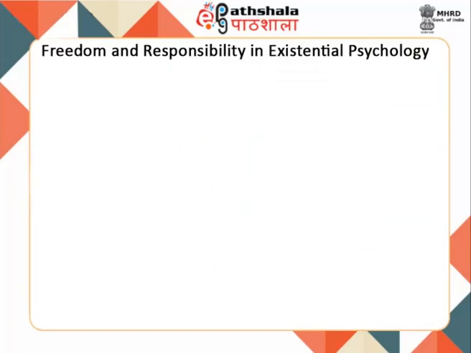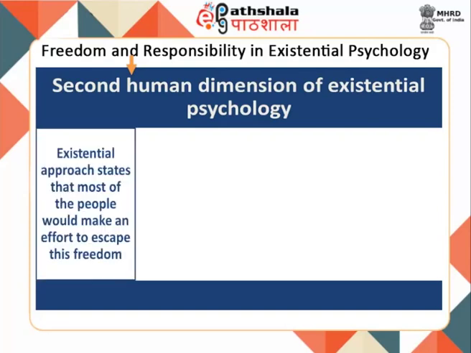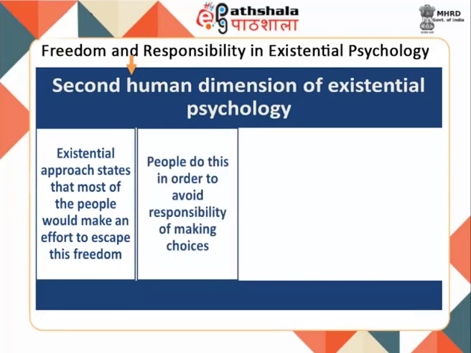Freedom and responsibility in existential psychology. The second human dimension of existential psychology, which we will consider, is freedom and responsibility. According to Corey, even though individuals assert that they yearn for freedom, the existential approach states that most people would make an effort to escape this freedom. People do this in order to avoid responsibility of making choices.